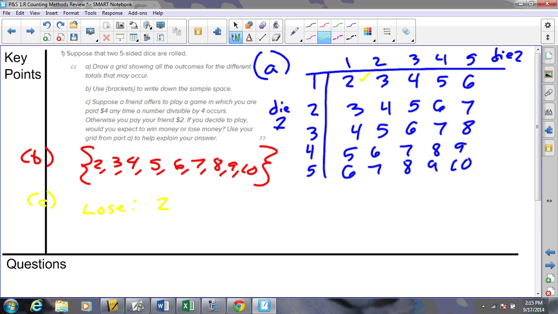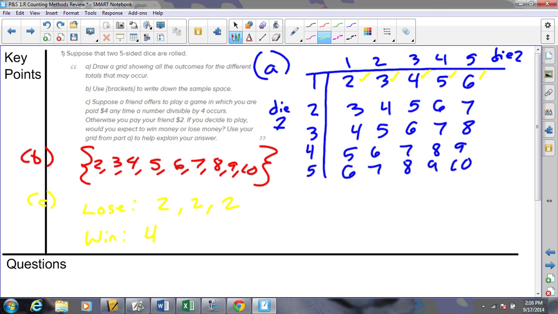$2. Go to the 3, do you win or lose? You'd lose. Going to the 4, do you win or lose? So there you won $4 more. Going to the 5, do you win or lose? No, when we say divisible, we're saying it fits into it perfectly with no remainder. 4 does not fit perfectly into 5, so that's where we would lose $2.